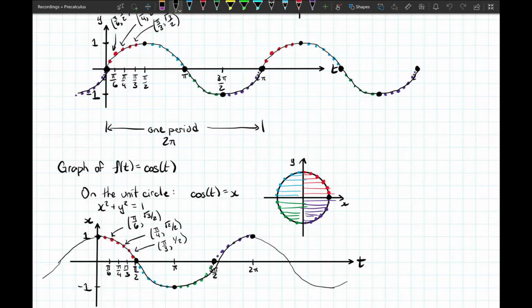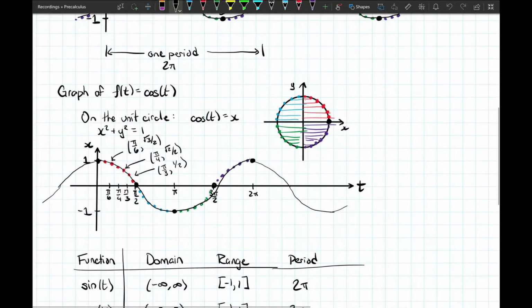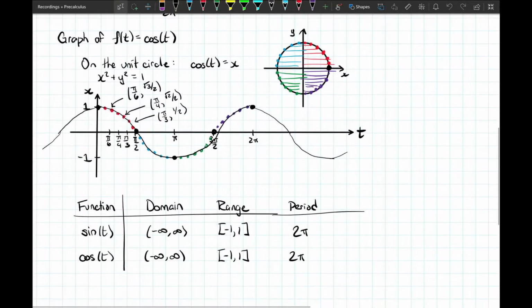So the range of sine t and cosine t are both -1 to 1, including those values. So in the following chart here, we can say the domain is all real numbers, but the range is only between -1 and 1 inclusive.